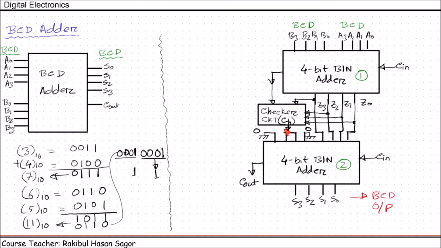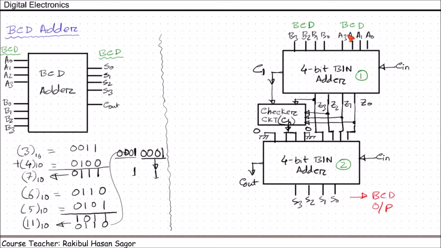Now let's start designing this checker circuit. We can see the checker inputs are Z0, Z1, Z2, Z3 and this C1, the carry output of the first 4-bit binary adder, and the output of the checker circuit is CH, which has only one single output. Now before I proceed, what can be the maximum number here? What is the expected maximum number of Z0, Z1, Z2, Z3, C1?